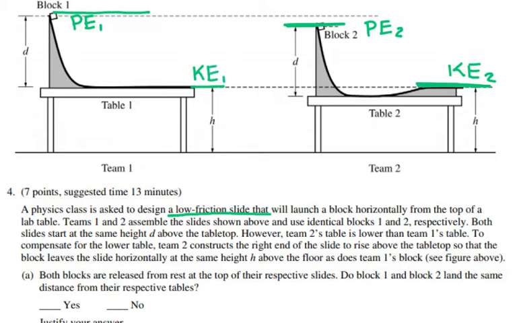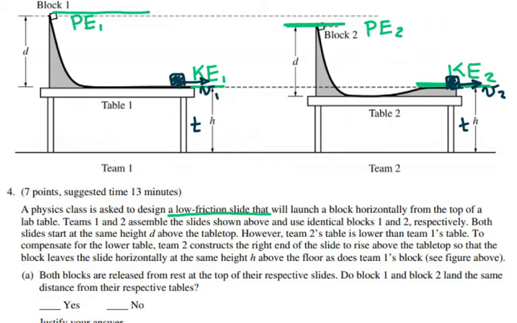So that means the velocity of the block on the first table is going to be greater as it leaves the table compared to the block on the second table, so V1 is going to be greater than V2. What's going to be the same for them is the time it takes to land on the ground, because they're coming from the same height above the ground. But because the velocity of the first one is greater than the velocity of the second one, the second is not going to land as far as the first one.